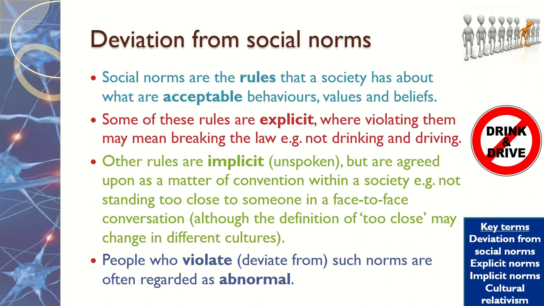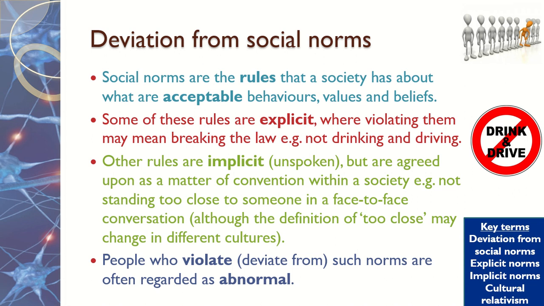So social norms are rules that society have about what's acceptable in our world. And some of these rules are explicit, where we're told what's normal and what's not. For example, it's not okay to drink and drive. We know that because it'd be breaking the law, and so that's explicit. But some are unspoken rules or implicit rules, and these are things where we just know that it's not normal, but we've never actually been told that it isn't.